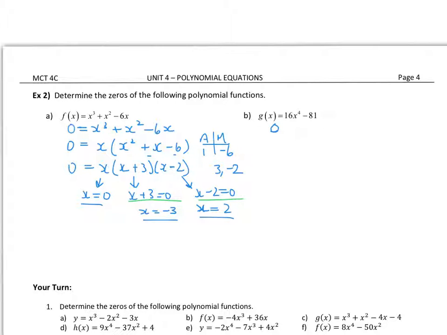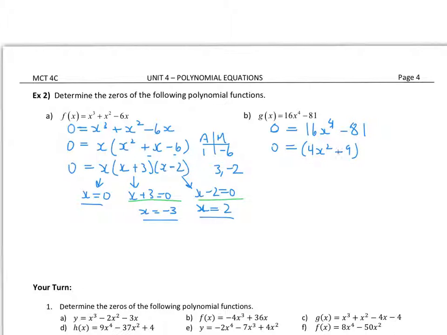All right, part G, again, we want to find the x-intercepts for this function. Our x-intercepts will be where y equals 0. So we've got 0 equaling 16x to the 4 minus 81. So there's two terms here. I don't see anything common between them, but I do see that they are a difference of perfect squares. If I square root 16x to the 4, I get 4x squared. I square root 81 and we get 9.